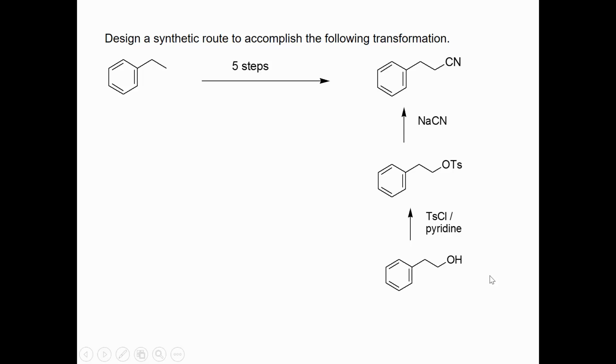Tosylates come from alcohols. This alcohol here is the anti-Markovnikov addition product of styrene. Okay, so we could, in theory, take this molecule known as styrene and do the hydroboration oxidation or anti-Markovnikov hydration to produce the compound that you see there. Okay. All right, so our synthesis problem now becomes how to convert this in 2 steps.